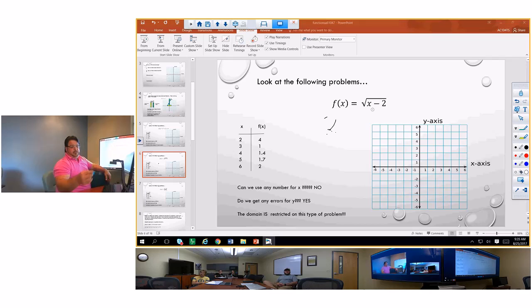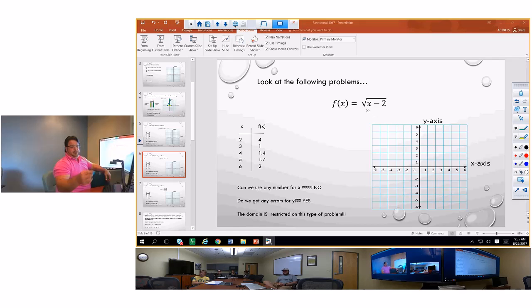You can put 2 minus 2, but it would be bracket 2, comma, infinity, close parenthesis. That would be it. So the domain is restricted on this one. So if the domain is restricted, what can you tell me about the range? It's also restricted. And you would have to look on the graph to see what it is.